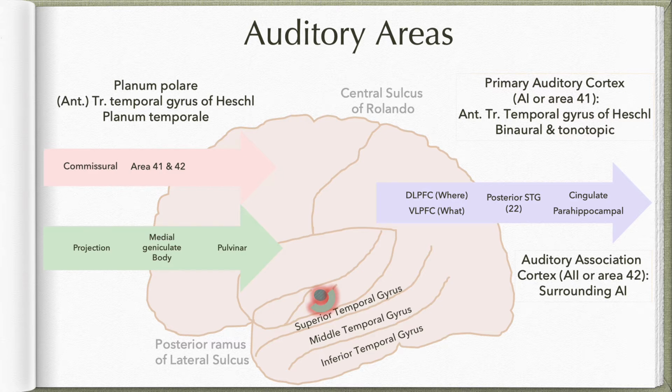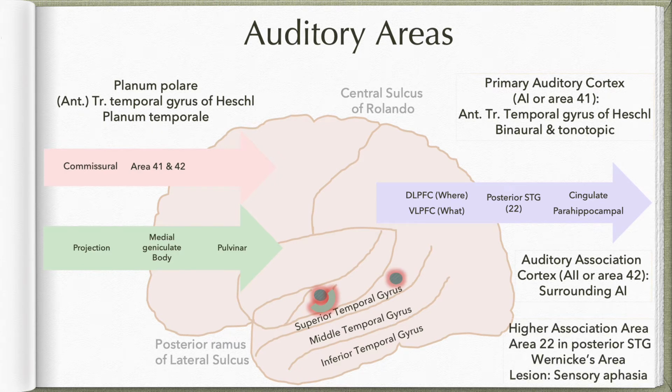It also sends output to dorsolateral and ventrolateral prefrontal cortex, the dorsolateral area being involved in localizing the sound and ventrolateral area involved in identifying the source of the sound. And it also sends output to posterior part of the superior temporal gyrus, or area number 22, which is the higher association area for auditory pathway, which helps in understanding what is being heard. It sends information to cingulate gyrus, parahippocampal gyrus, as well as to amygdala.